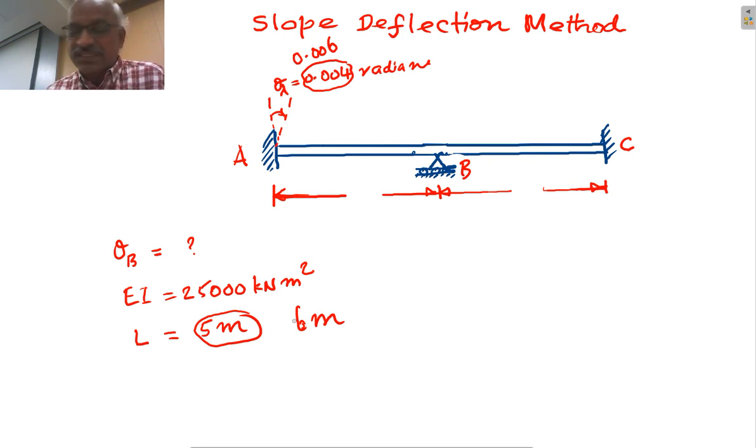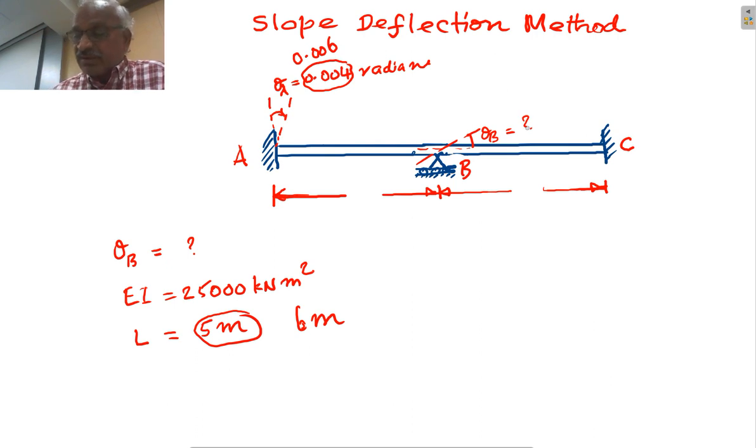I'll just make some changes, and so now, what is the value of theta B? Suppose this is the axis. What is the value of theta B? Theta B is required and other moments are required. That is our requirement. Now with this, let us start.